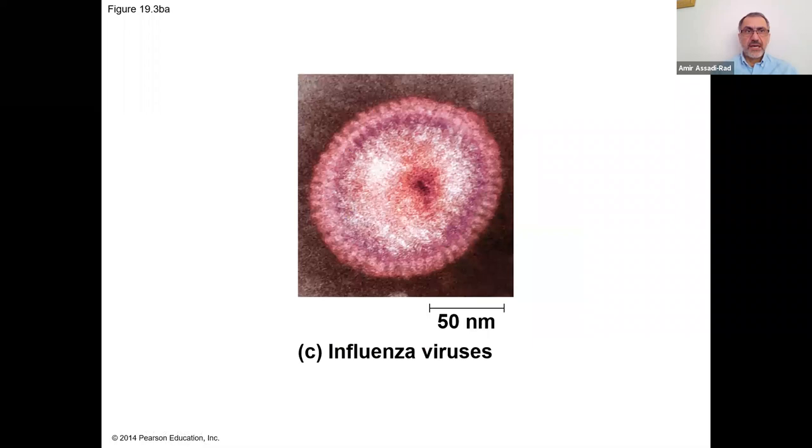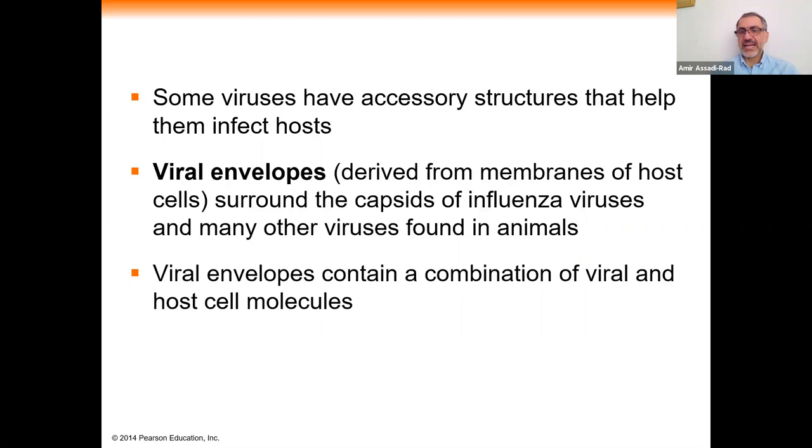Some viruses have accessory structures that help them to infect host cells. Yes, that accessory structure, that glycoprotein that I talked about. The viral envelope is derived from membranes of a host cell. So the viruses that have the envelope, the phospholipid layer, based on evidence, it seems like they evolved more recently and surrounded the capsid of influenza virus and many other viruses found in animals. Viral envelopes contain a combination of viral and host cell molecules.